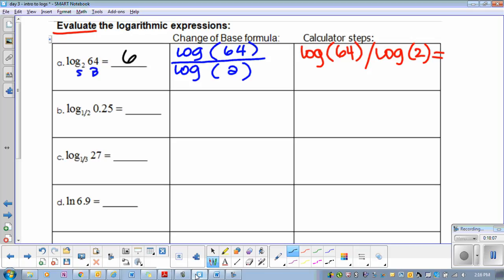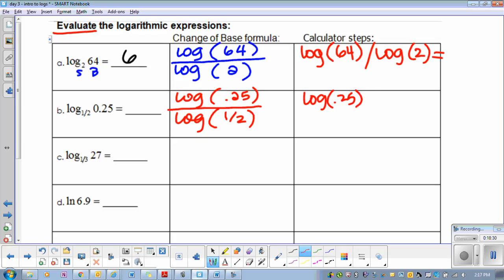If it's a fraction, same thing. Log, what's your big font? 0.25. Divided by log of 1/2. 1/2 is 0.5. Sure, you can say 0.5. So in the calculator, you would say log of 0.25 divided by log of 1/2, or 0.5. So what do you get for this one? You should get 2, because 1/2 squared gives you 1/4. Okay?